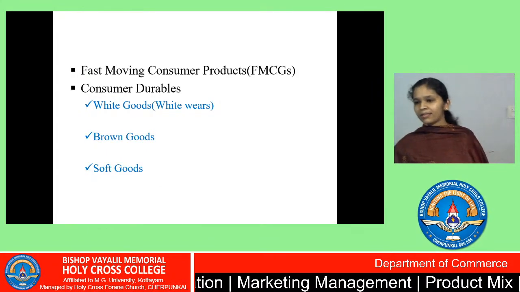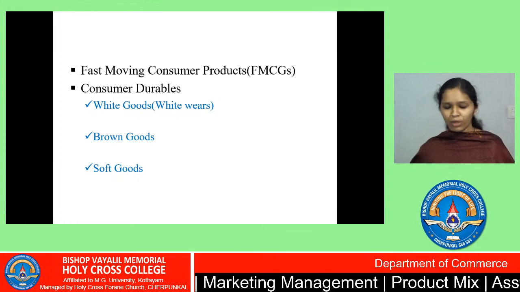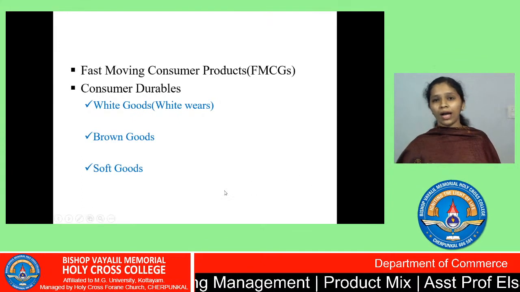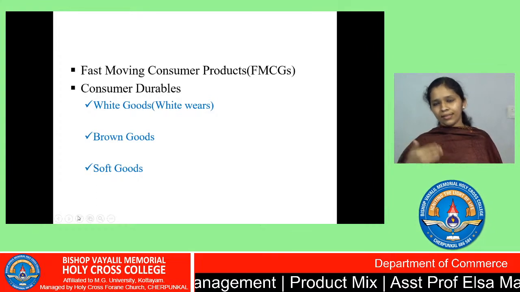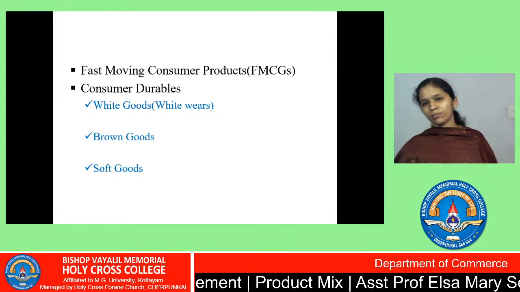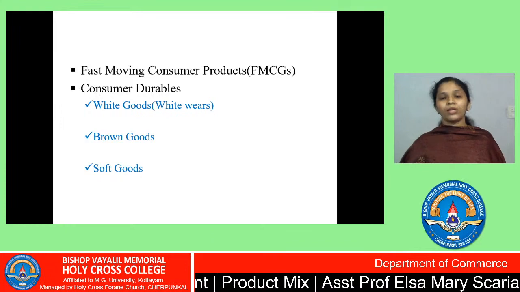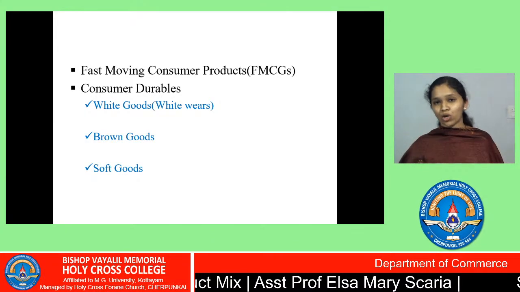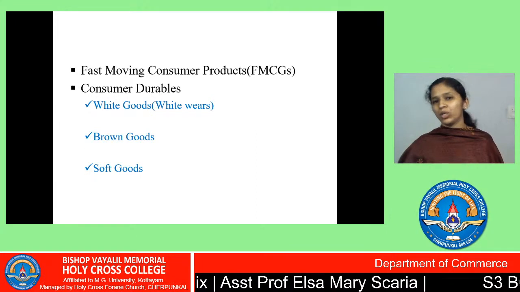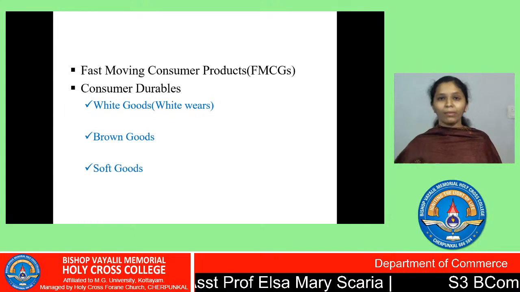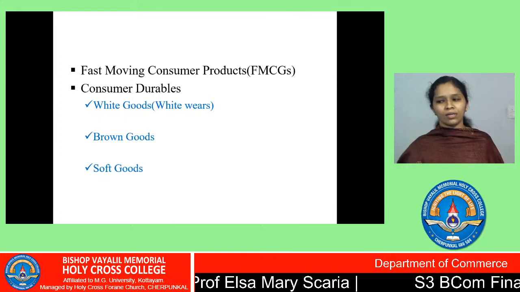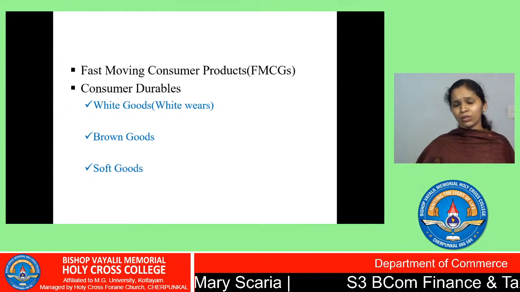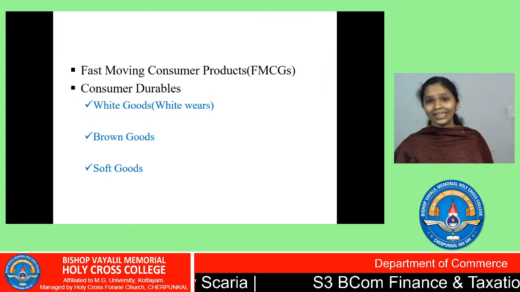Then second classification, consumer durables. Consumer durables is also known as durable goods or hard goods. Hard goods means just the opposite of fast moving consumer goods. That means consumer durables are the goods that are not quickly worn out or destroyed by use. പെട്ടെന്ന് നമുക്ക് യൂസ് ചെയ്ത് തീർക്കാൻ പറ്റുന്നതല്ല, ഒരു പെർമനന്റ് യൂസിലേക്ക് നമ്മൾ വാങ്ങുന്ന ഗുഡ്സിന് പറഞ്ഞ പേരാണ് കൺസ്യൂമർ ഡ്യൂറബിൾസ്. So these consumer durables are again classified into three heads.